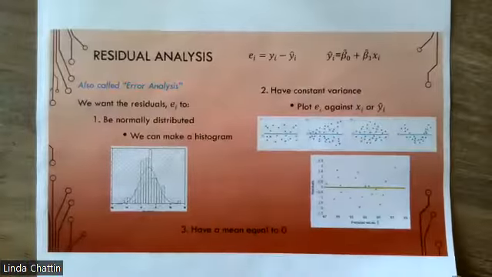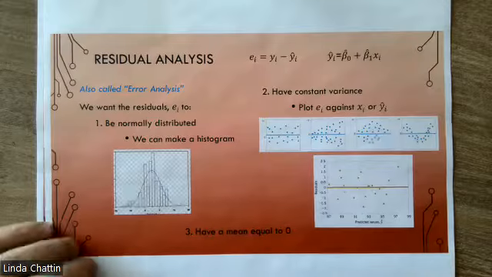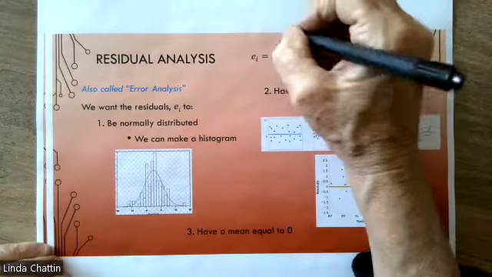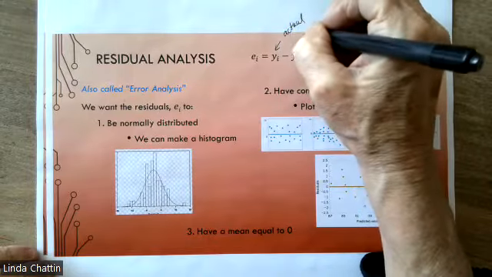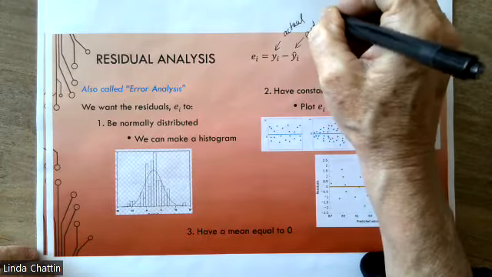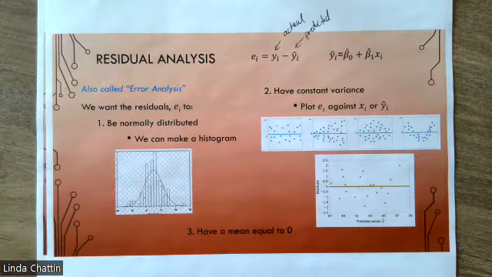The other thing we want to do is take a look at these residuals, which I mentioned. And the residual, again, remember, is what we actually see, so this is actual minus predicted, or model predicted. We can also call it error analysis. So there are 3 properties that we'd like to see with these residuals, these e_i.